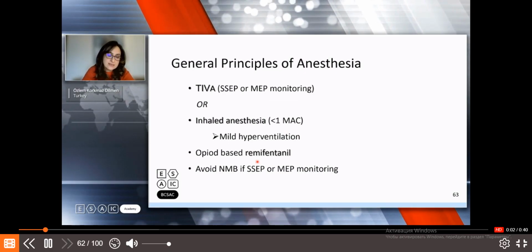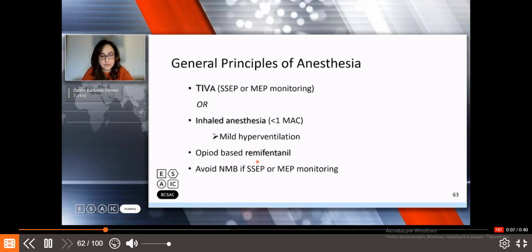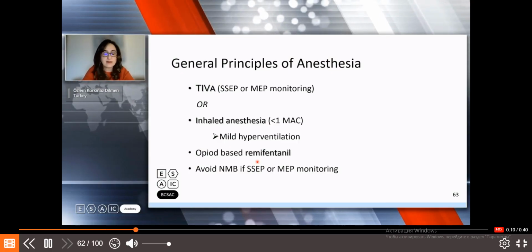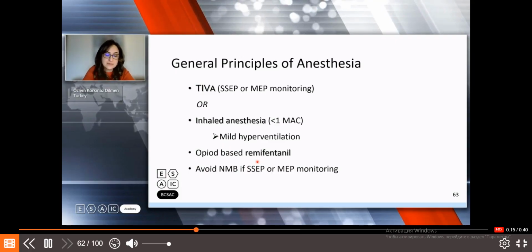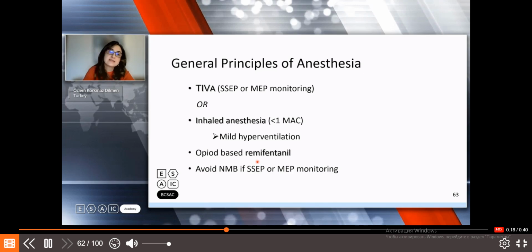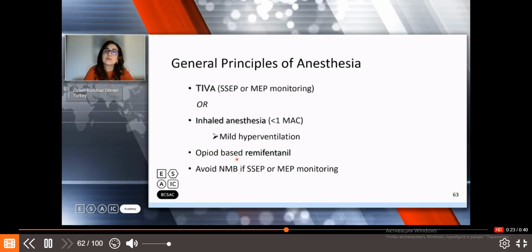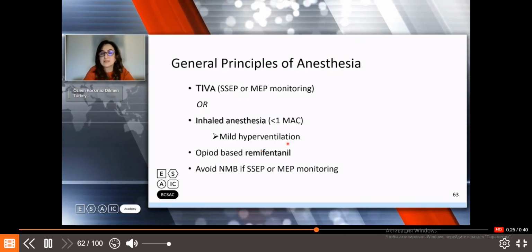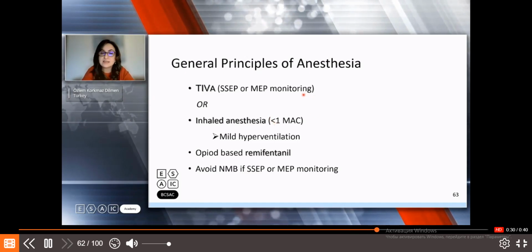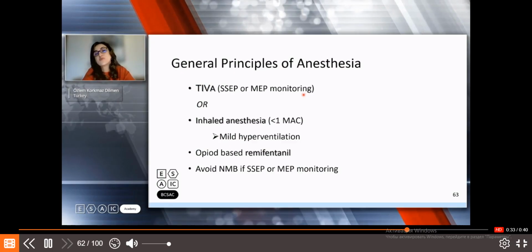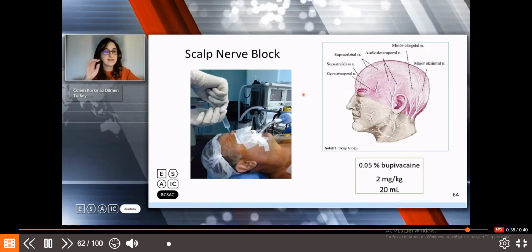If the surgery is performed with neuromonitoring, total intravenous anesthesia is used and neuromuscular blockers are contraindicated. If inhaled anesthesia is administered, to antagonize the inhaled anesthetic-induced vasodilation, we can apply mild hyperventilation, and the concentration of the inhalation anesthetic should be less than 1 MAC to reduce the inhaled anesthetic-induced elevation of intracranial pressure.